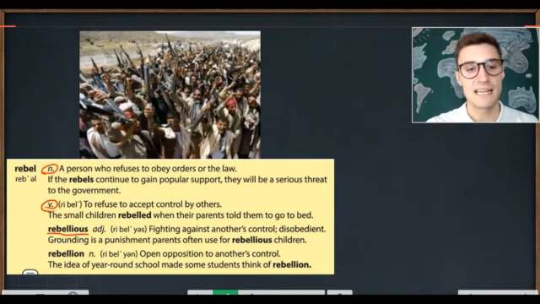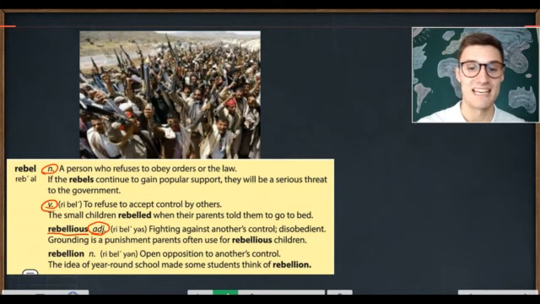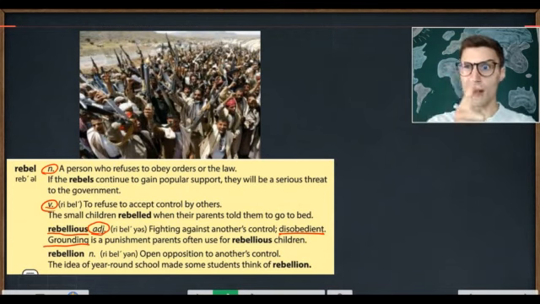Rebellious. Rebellious is an adjective. We use this word to describe things or people who fight against another's control. They are rebellious. Disobedient is a synonym for rebellious. Grounding is a punishment parents often use for rebellious children. If you are grounded, you have to stay in your room. No TV, no cell phone. You are grounded.